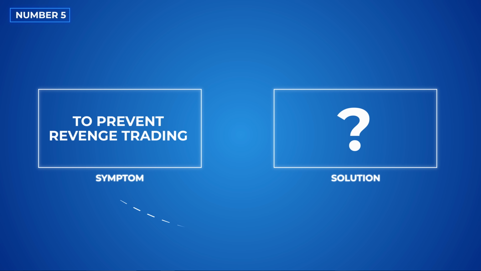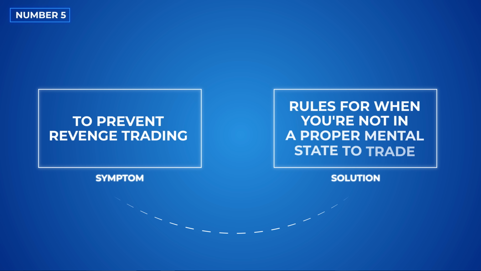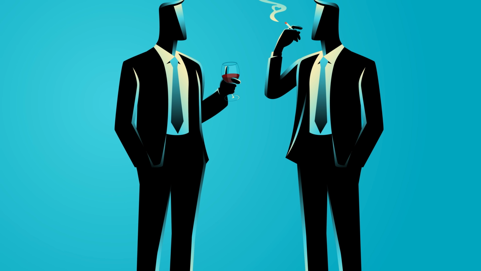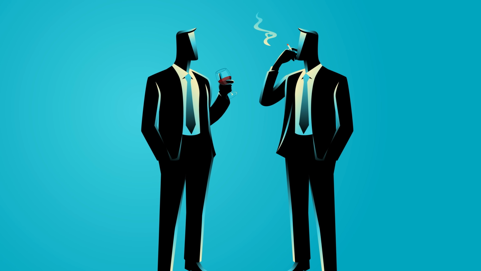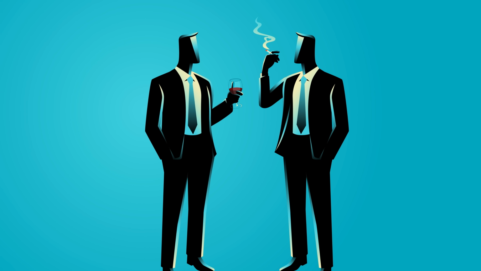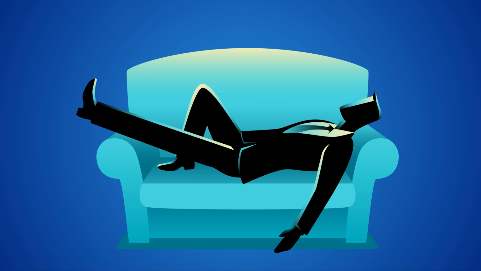Number 5. To prevent revenge trading, you need to establish rules for when you're not in a proper mental state to trade. Factors like poor sleep, sickness, distractions, or emotional imbalance can negatively impact trading performance. Reduce risk limits if you're not in an optimal state. Additionally, set rules about avoiding drinking or late night activities during the work week. If your mind is unfocused or foggy during the trading day, take a break, go to the gym, have a nap, or reset. Sometimes it's best to call it a day.